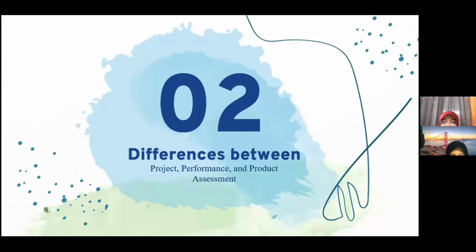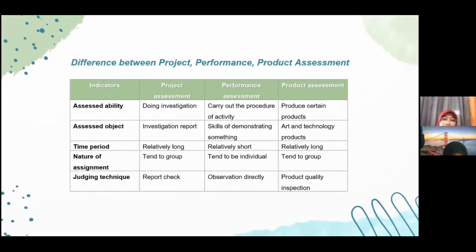The second part is about differences between project, performance, and product assessment. This is the table of differences between project, performance, and product assessment. The first indicator is assessability. For the project assessment, doing investigation. For the performance assessment, carry out the procedure of activity. And for the product assessment, produce certain products.